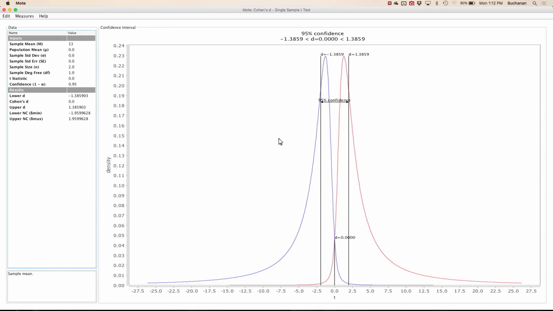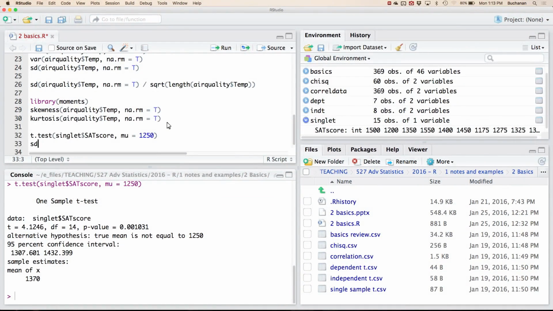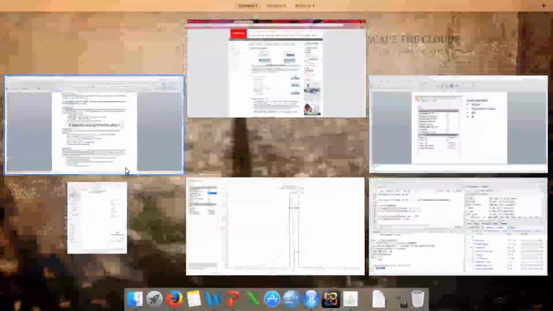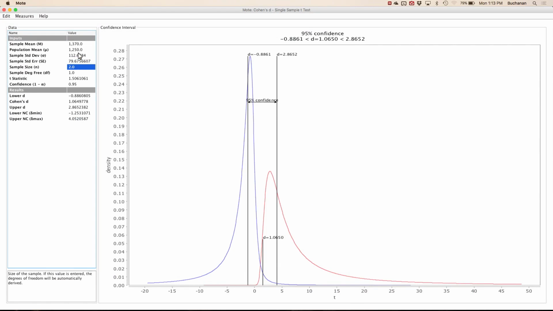So I have the sample mean was 1370. I got that from the t-test output. The population mean was 1250. Okay. What I don't have is the standard deviation. So I'm going to have to calculate that. Remember the code is SD, column name, na.rm equals TRUE. So that's standard deviation. Just cutting and pasting it. Maybe. There we go.